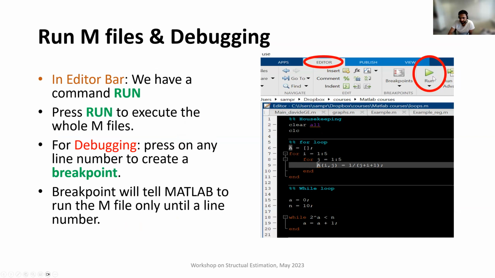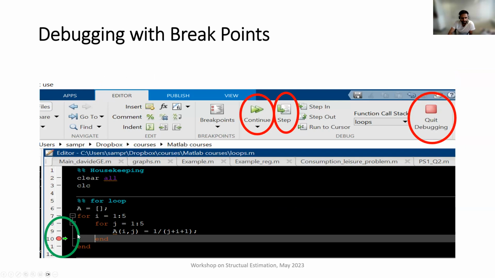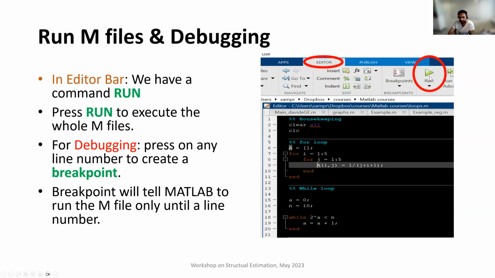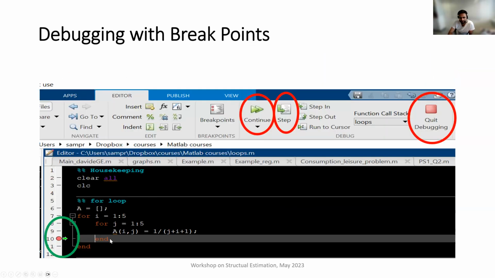It's called Run. Okay, so you can run it, but you can also debug the code. Debugging is very similar to other kinds of software, for instance Python, where you can put a debugger at any line. So if I put a debugger at line 10, you will see it as a red dot. Now if you press this run button, the code will run until this point. And it means that before that, everything ran correctly.